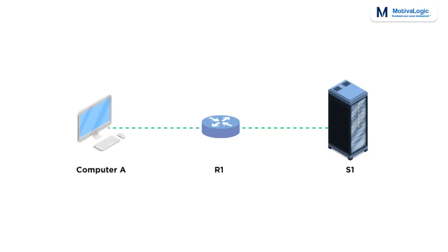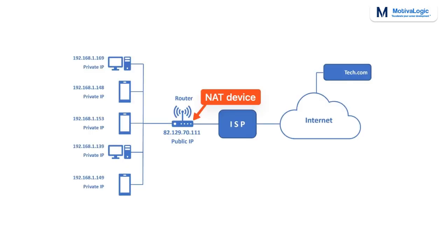1. One-on-one translation. Each device has a unique routable address mapped to it. 2. Many-to-one translation. All devices share a single public address, with the router keeping track of which responses belong to which device using session IDs.